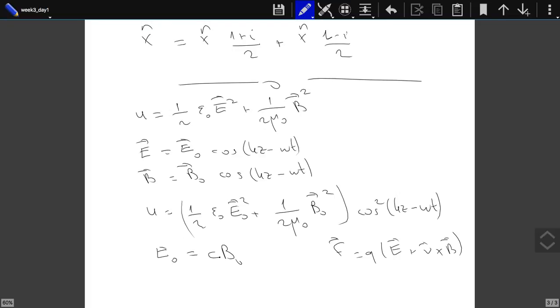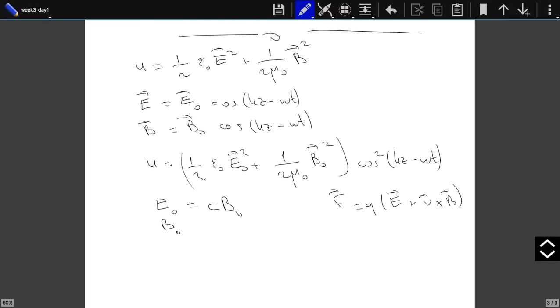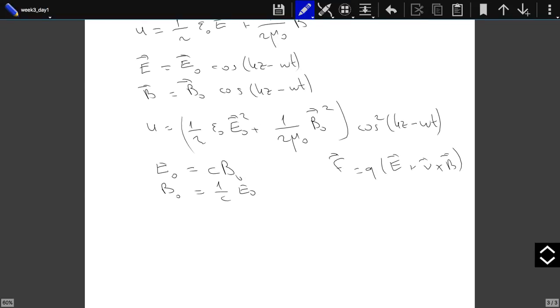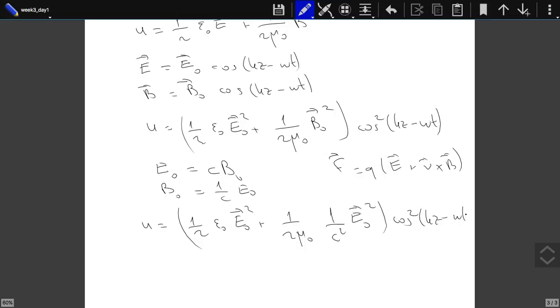They will help you remember what the coefficient is. So E0 is C times B0. Or instead of B0, since we are expressing everything in terms of the electric field, like the polarization is defined as the direction of the electric field, we can do the same thing over here. B0 is 1/C times E0. So the energy density is 1/2 epsilon 0 E0 squared plus 1/2 mu 0 1/C squared E0 squared times cosine squared(kz minus omega t).